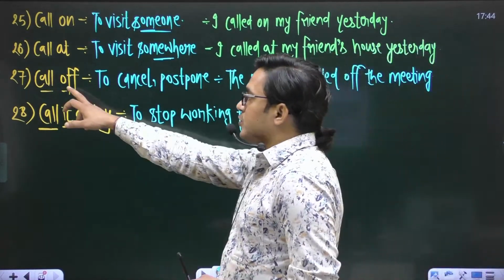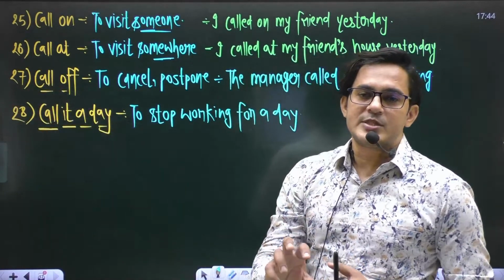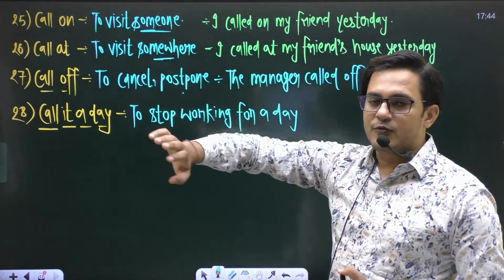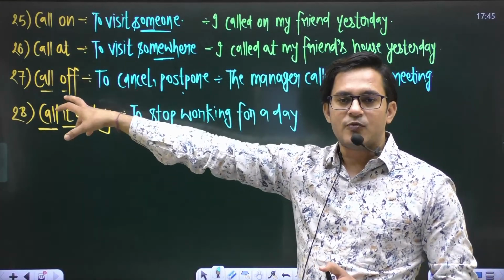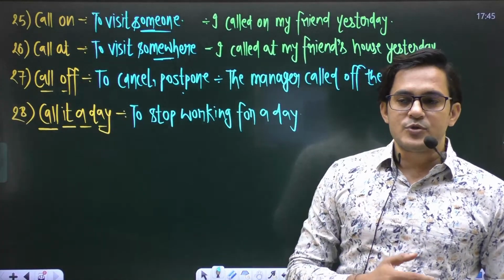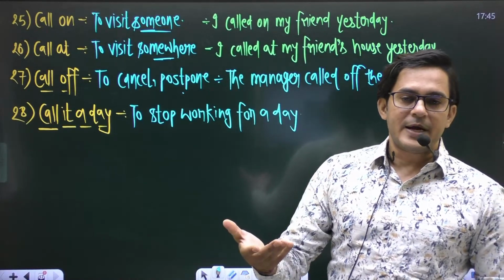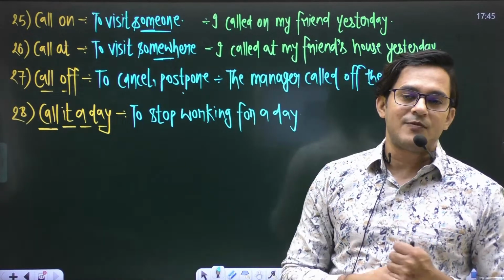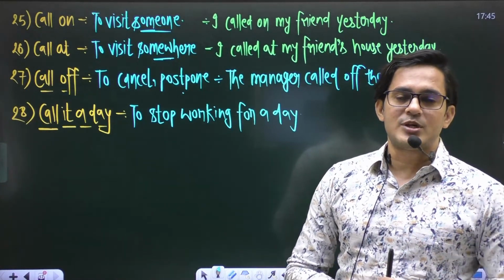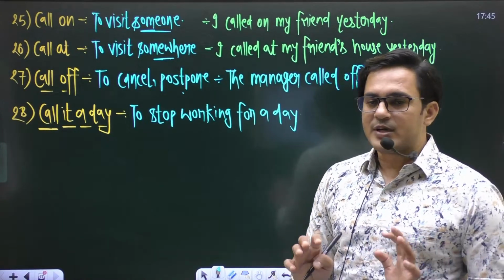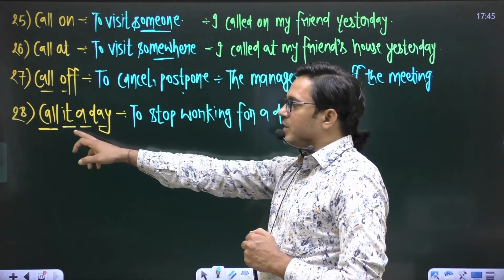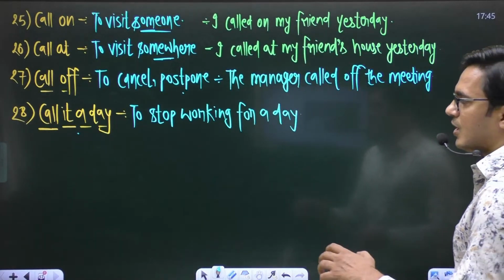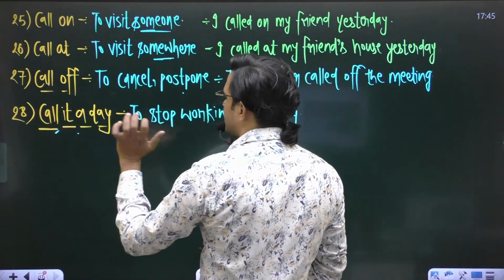But if you talk about call off, in this phrasal verb, the work is being cancelled or postponed. If you cancel the work, that is call off. This one is a phrasal verb. And if you just stop work for a day, and you will meet again the next day, start your work collectively and achieve your target, then we use call it a day, right? So this is the basic difference between both. This one is a phrasal verb and this one is an idiom.